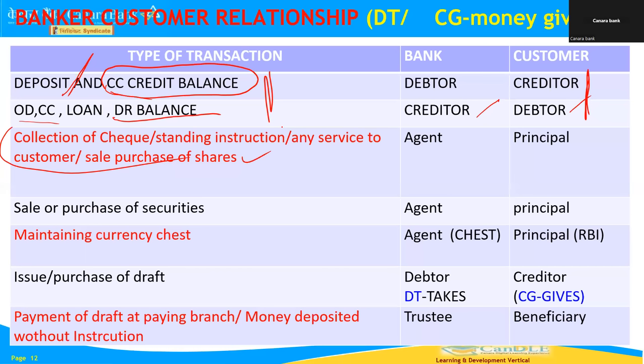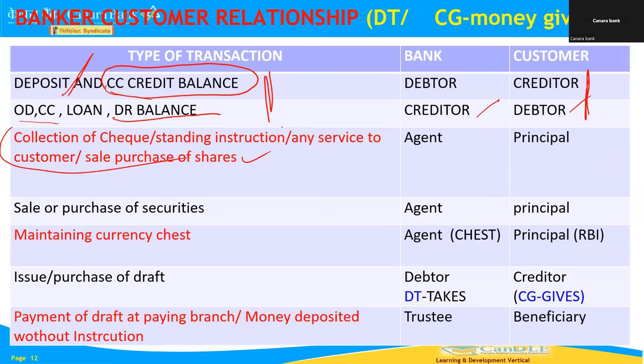payment of draft or money deposited without any instruction. Then beneficiary and trustee will come here. Why? Money deposited without instruction. See, for example, one customer has written a pay-in slip. He has written 50,000 and he has forgotten to write the account number or name. By the time the link came, he had left the branch. You see that there is no name. Without the name, you cannot deposit because full particulars are not there. You have to check account number, name, then only you can credit. Phone number is also not available. Then you are keeping it in some SL.